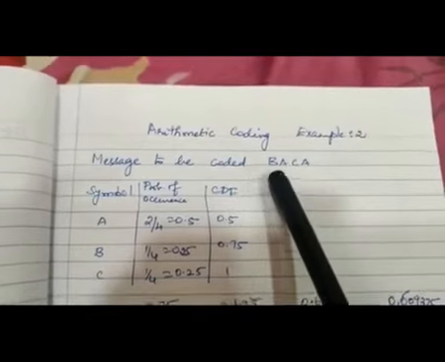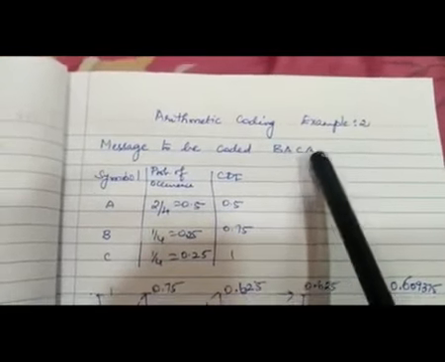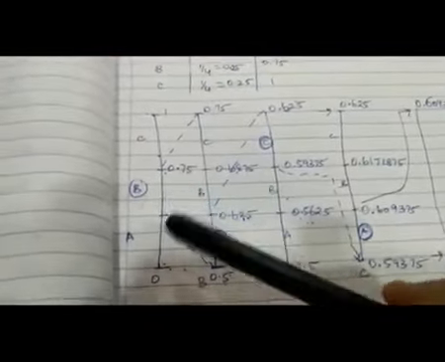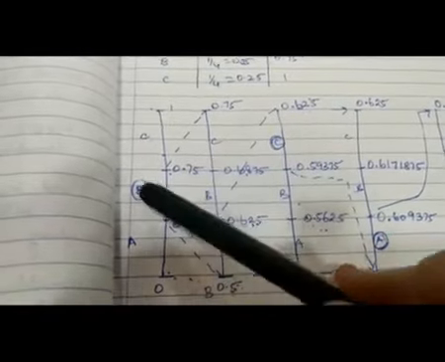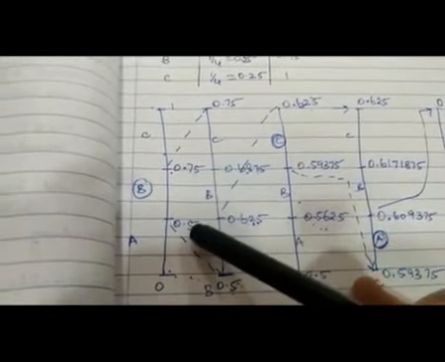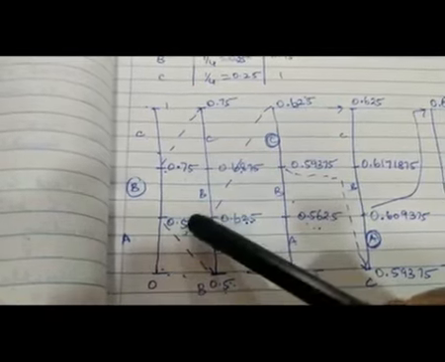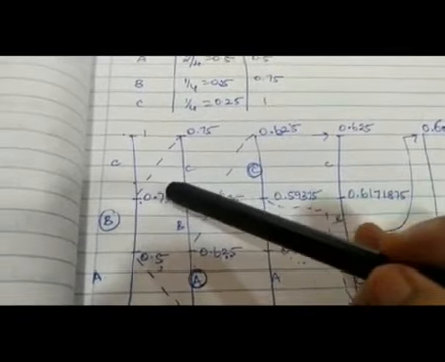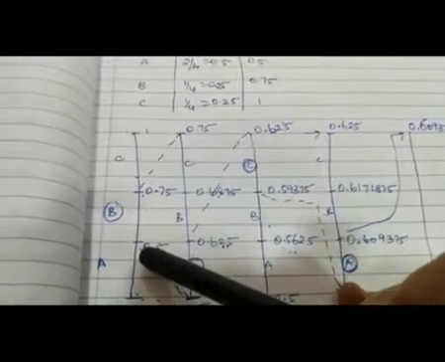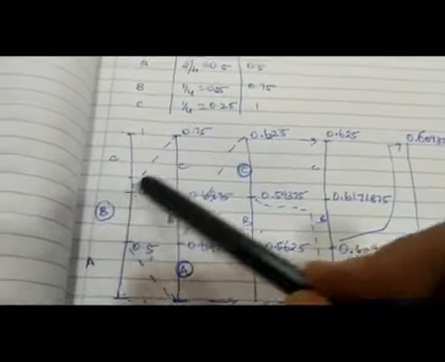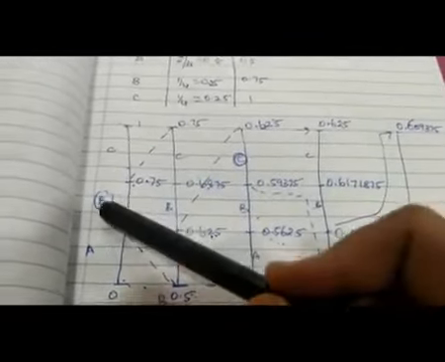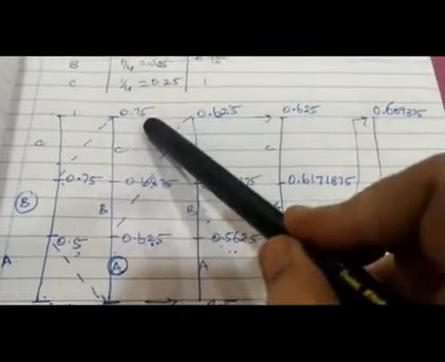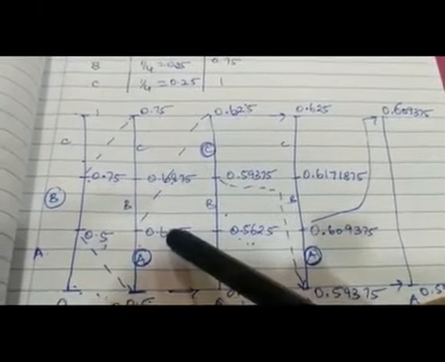Now we have to form the code word for the message BACA. For that, consider the first symbol of the message, it is B. Look into the graph for the interval in which B lies, or the limits of B. A lies in the interval 0 and 0.5, B lies in the interval 0.5 and 0.75, C lies in the interval 0.75 and 1. So now take the interval of B and write it in the next branch. B's lower limit is 0.5, B's upper limit is 0.75, and the intermediate values we are supposed to calculate.